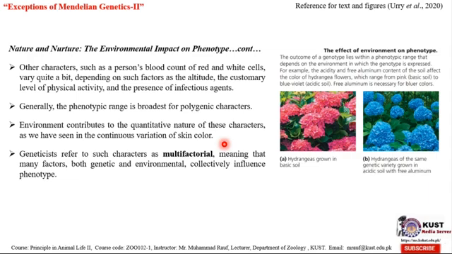So geneticists refer to such characters as multifactorial. Which type of characters? The characters which show a lot of variations, and the characters which are controlled by many genes, meaning that many factors, both genetic and environmental, collectively influence phenotype.